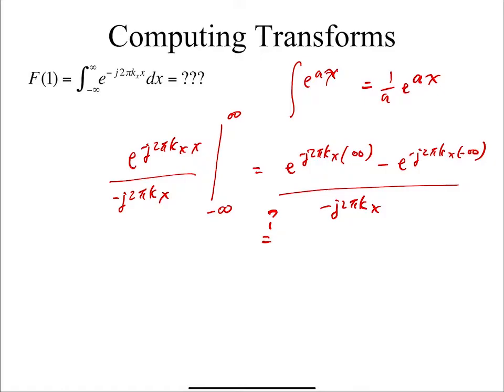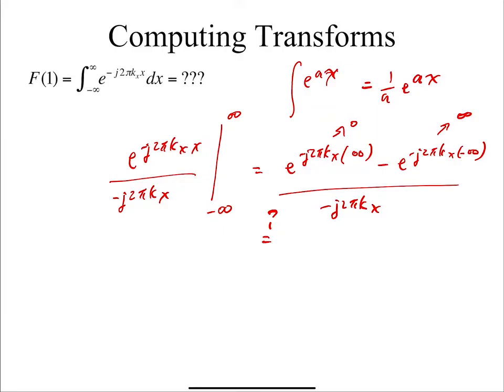Okay, so we said that this goes to 0. What does this go to? This goes to infinity? Okay. So we have infinity, right? So does everyone agree with that? Or what have we missed in the logic? Well, yes, but what is really interesting about e to the minus j 2 pi kx?